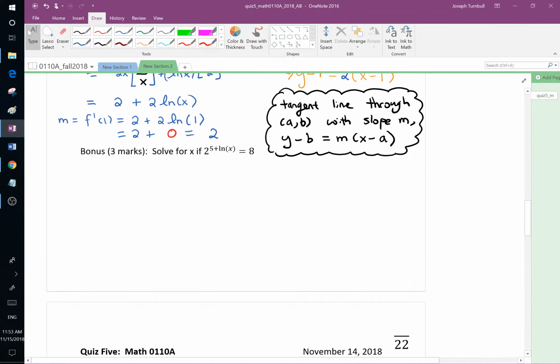Bonus question. Not a derivative problem. You're not taking any derivatives. You're not using any special derivative laws to answer this. You're looking for the value of x that makes something true. And you have two approaches. I'll do the easy way first and then the hard way. Here's the easy way. I'm going to write it down. Just rewrite the question. So 2 to the power 5 plus the ln of x is equal to 8.